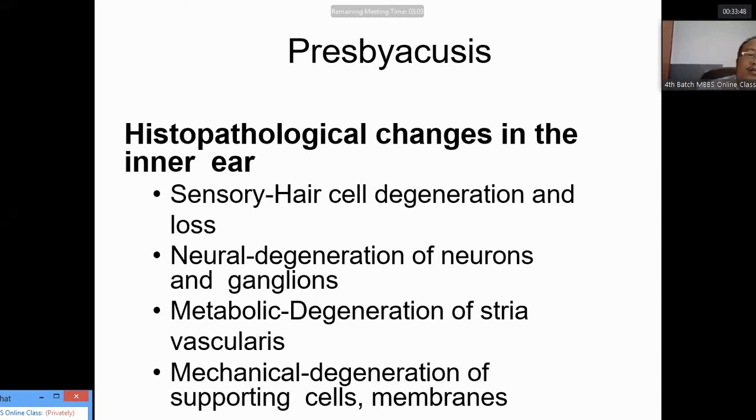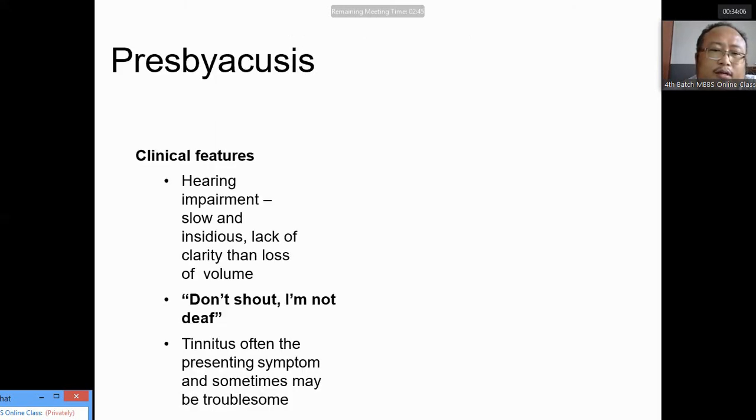Hearing hair cells, the main part of the hair cells, neurons, ganglions, stria vascularis, and supporting cells undergo degeneration or loss. That might lead to presbyacusis. How does the patient present? There is some kind of hearing loss. The patient speaks slowly and insidiously, there is a lack of clarity, and some might say there is a loss of volume.